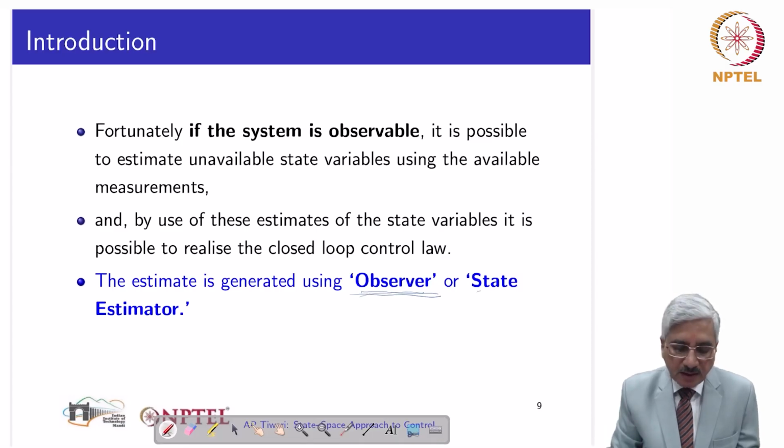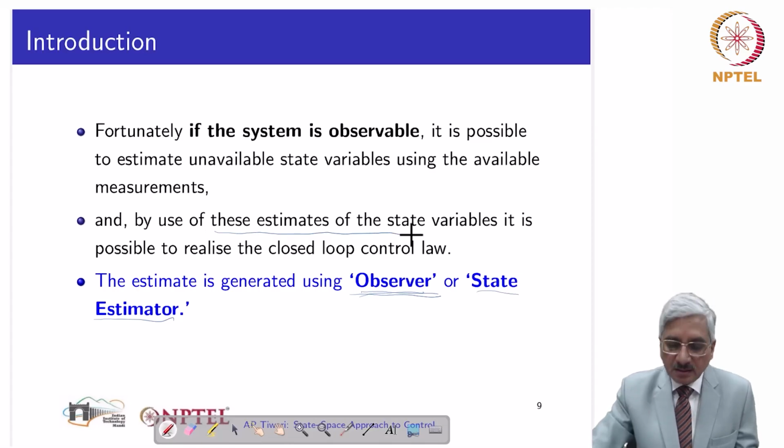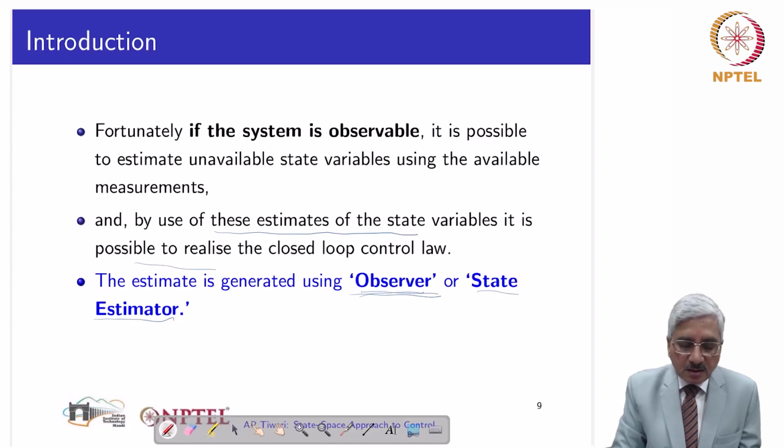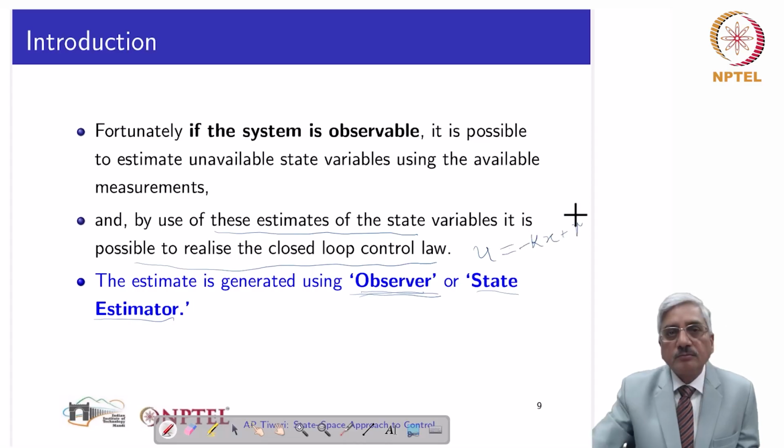There is a fine difference between observer and state estimator. We postpone this for a subsequent lecture to understand the difference. Today, let us consider both these terminologies synonymous to each other, observer and state estimator, only for the discussion on observer. So, an estimate of the states of a given physical system can be generated using an observer, and these estimated states can be used to realize the closed loop control law that u equal to minus Kx plus r. So in place of x, we can use the states generated through an observer.